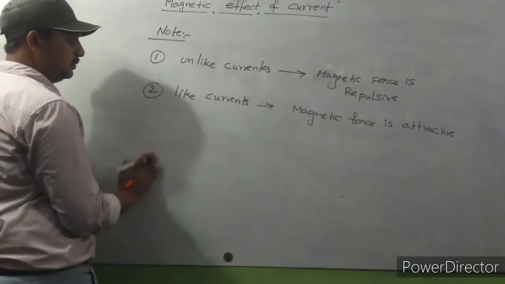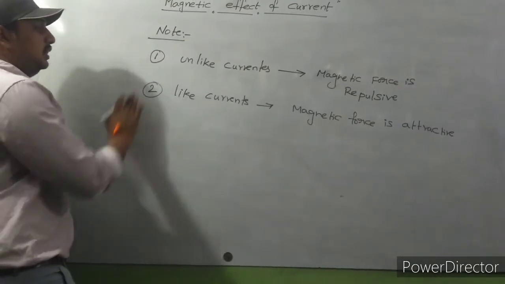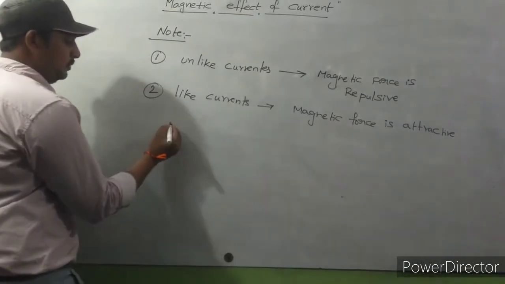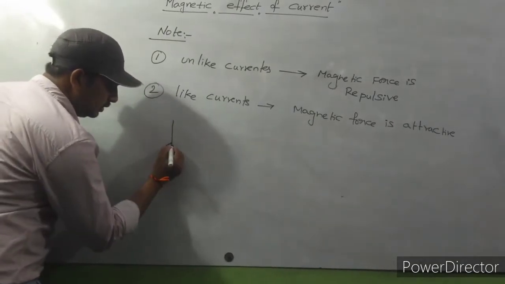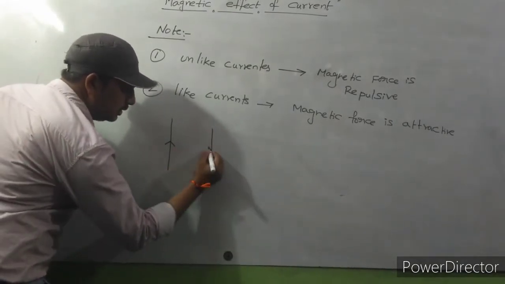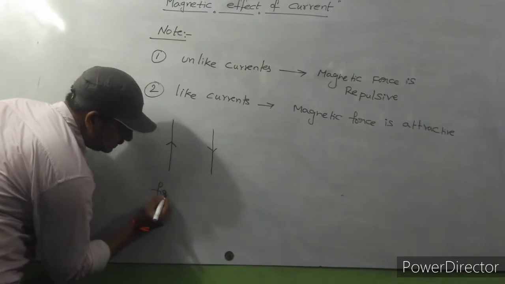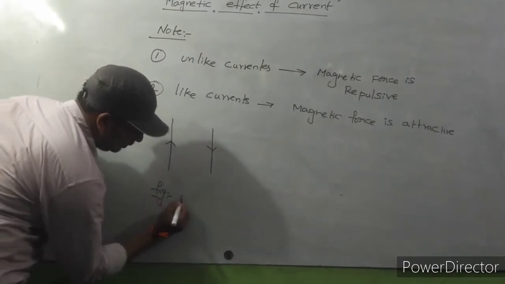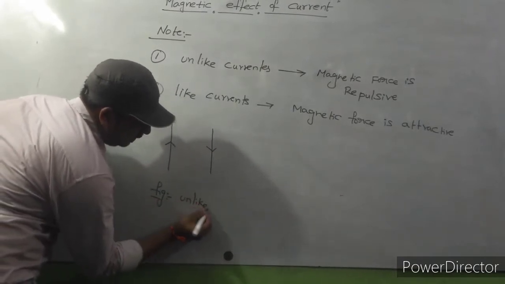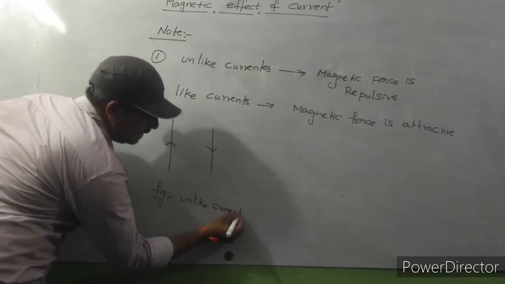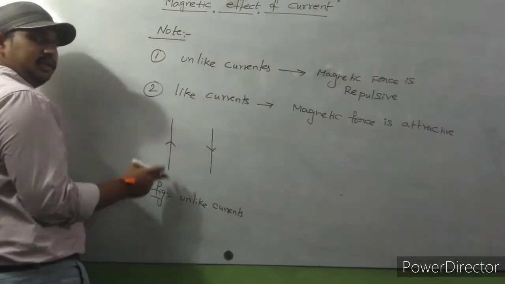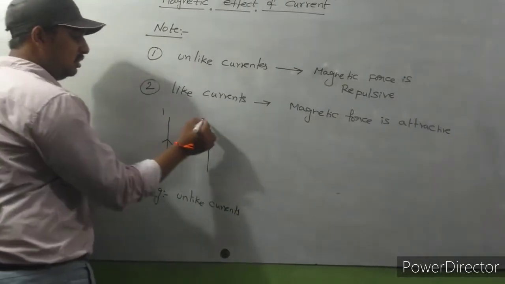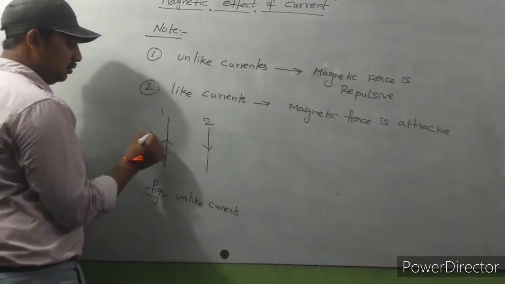So observe the diagrams for this. This is a figure for unlike currents. Unlike means current direction is different. In one conductor, current direction is upward. In the second conductor, current direction is downward.